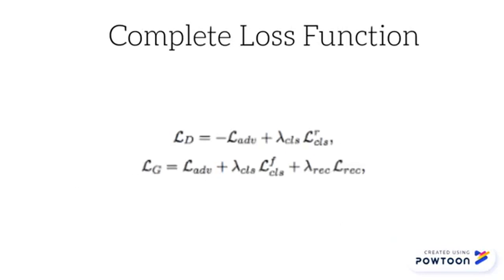Here are the complete loss functions for the discriminator and the generator that they both seek to minimize. Here lambda CLS and lambda REC are hyperparameters that control the relative importance of domain classification and reconstruction losses.